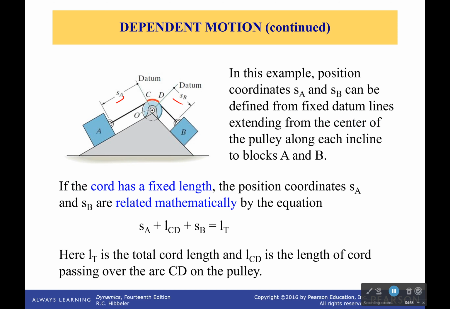Now, if the cord has a fixed length and it's inextensible, then we can also relate these two together by saying we know what the total length of the cord is, and we know that it's made up of this part right here, which doesn't really change, that's just always on top of my pulley, plus SA plus SB. Now, the total length of the cord will not change. It's inextensible. That's a very important one. That one right there, that's constant. It's not going anywhere.